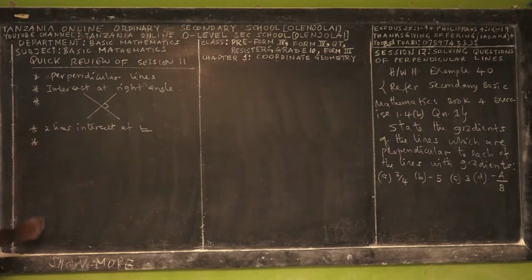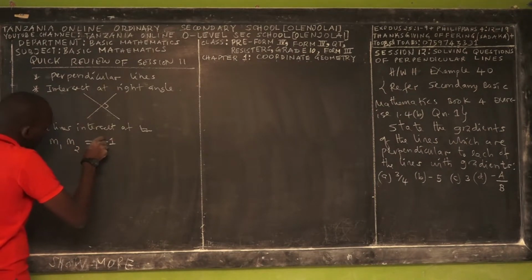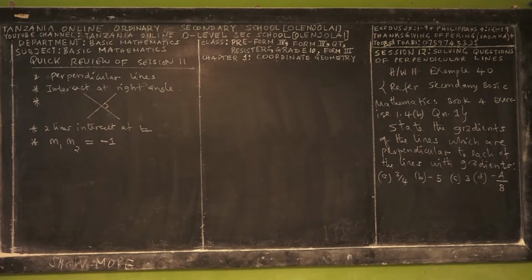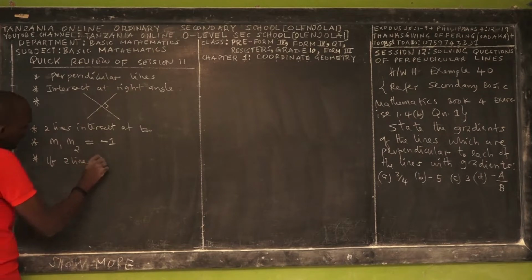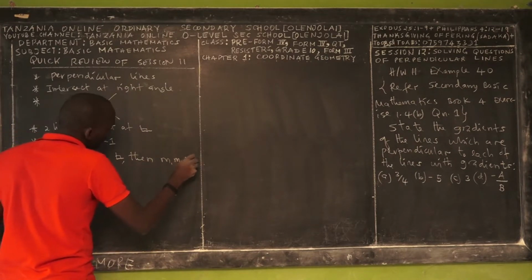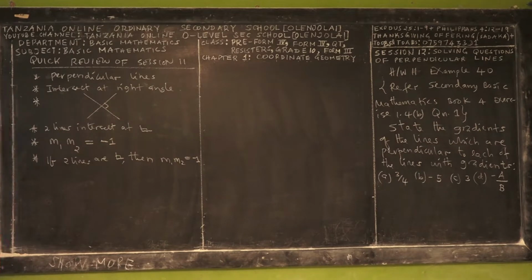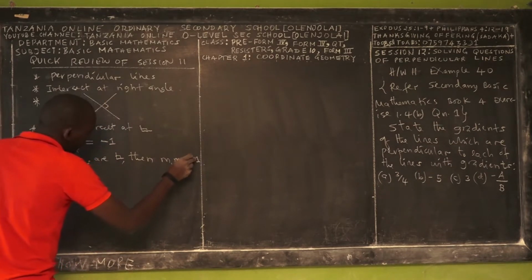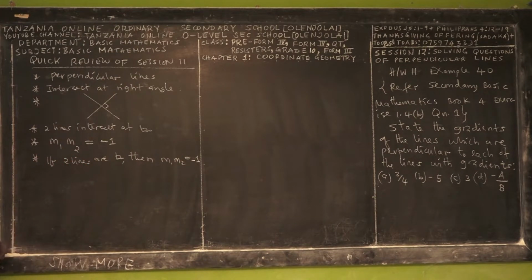Then we derived the formula for the product of gradients of perpendicular lines, which makes the second condition: the product of gradients of perpendicular lines is equal to -1. If it is not equal to -1, then the lines are not perpendicular. So if two straight lines are perpendicular to each other, the product of the gradients should be equal to -1. Otherwise, if two lines are not perpendicular, the product of the gradients will not be equal to -1.